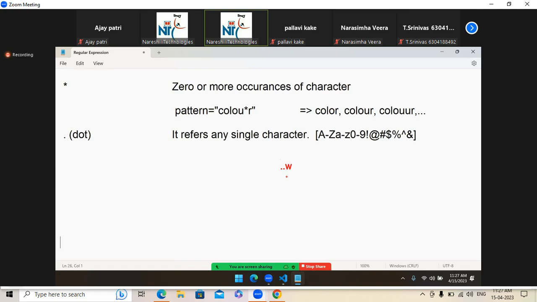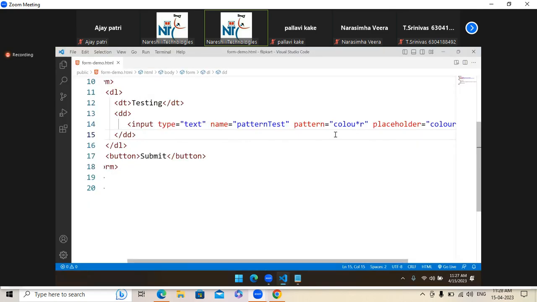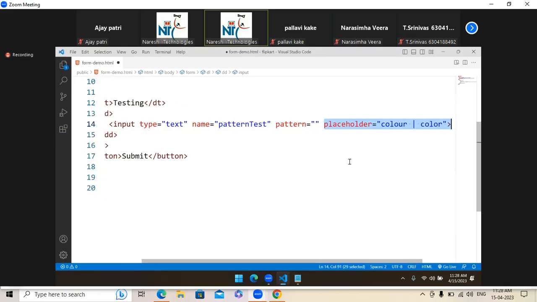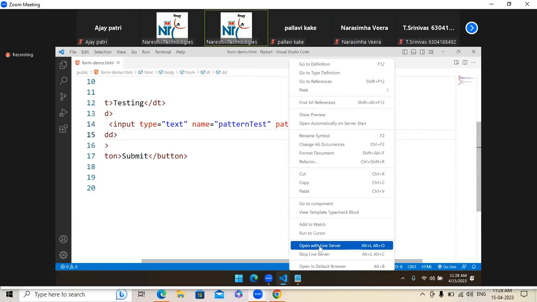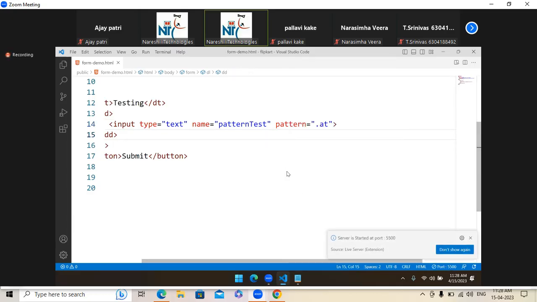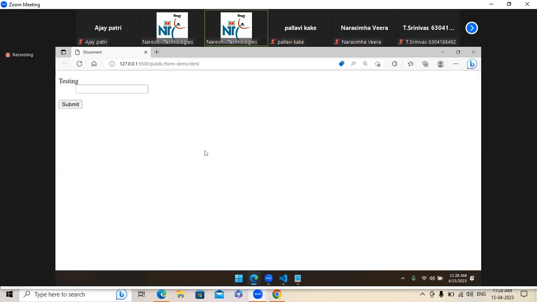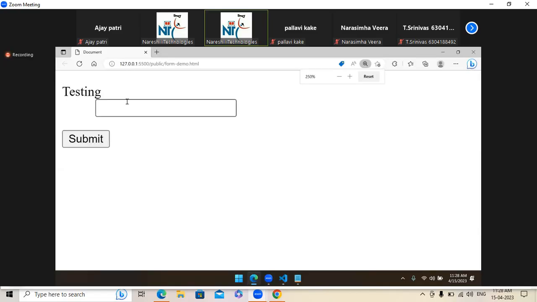For example, you see now, here in the pattern, I am writing here, so remove this placeholder. In the pattern, I am defining dot AT like this. Now, when I run this, you can see it is going to verify that. So in the testing, I typed some word, and it's not allowed.